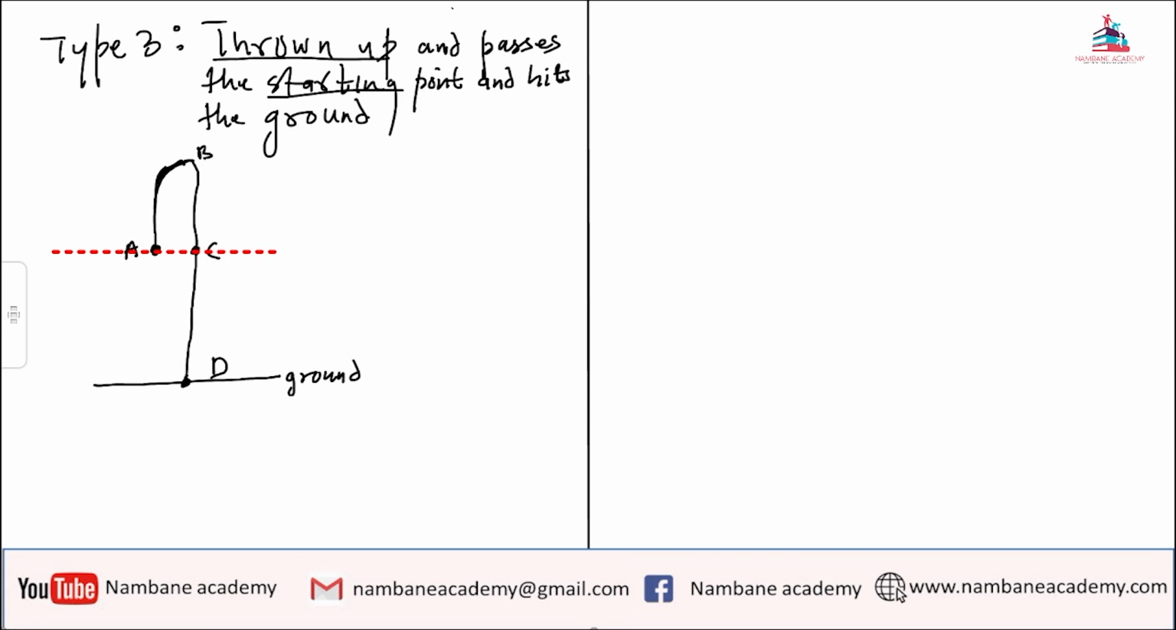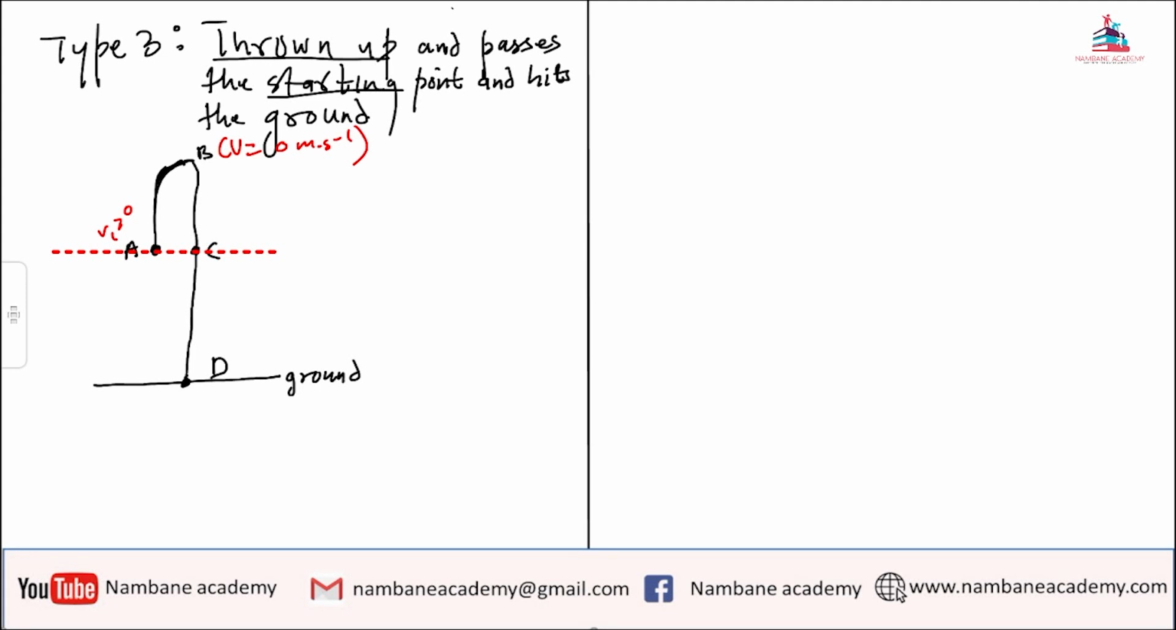Same thing. V initial decreases from A to B, at maximum height 0. Let's write all those things. V initial greater than 0. V is 0 meters per second.